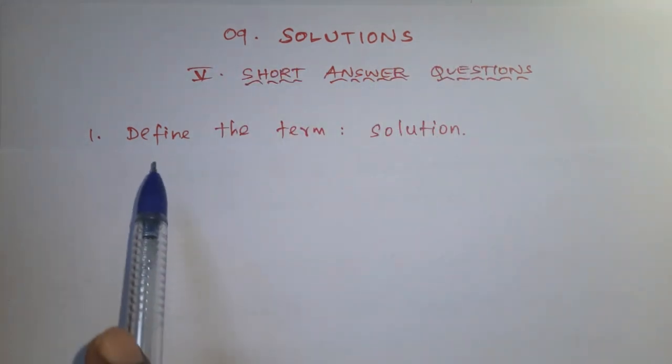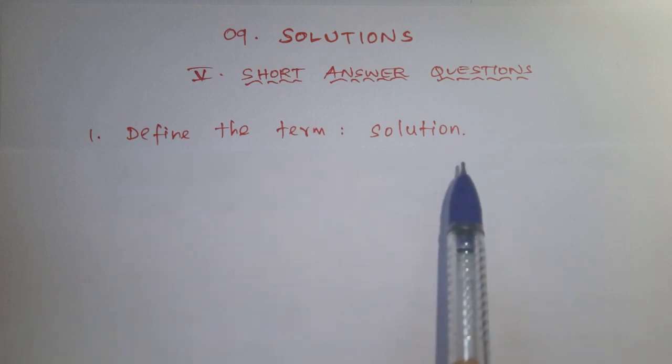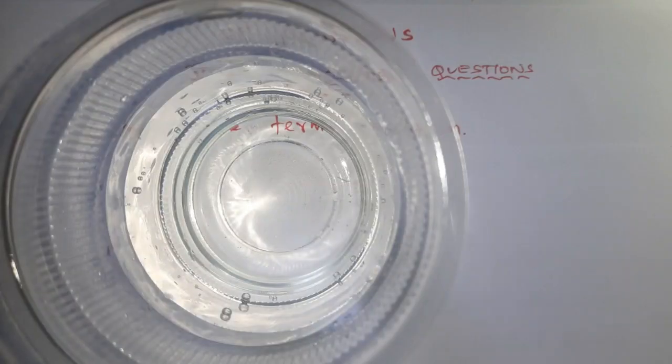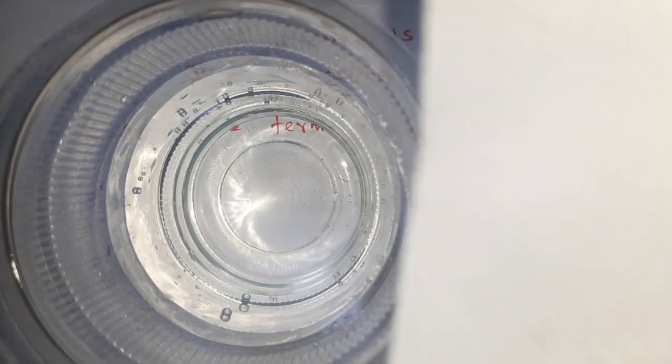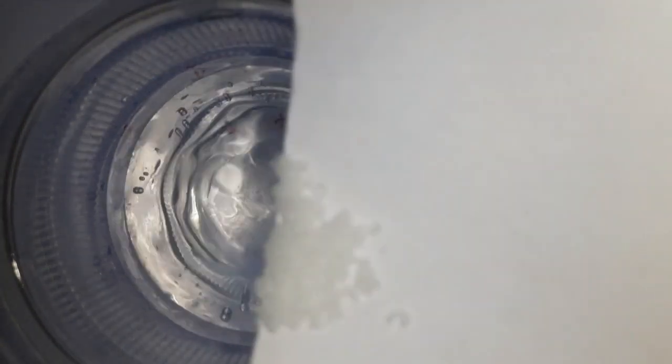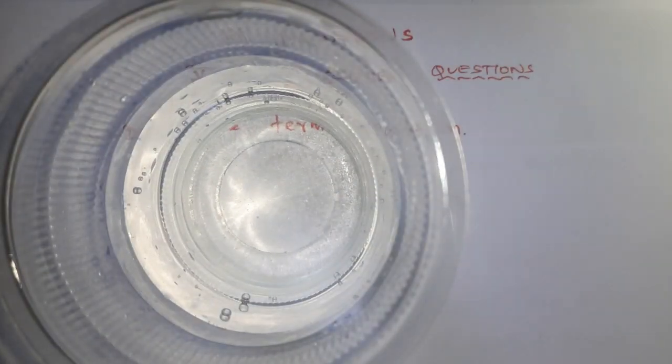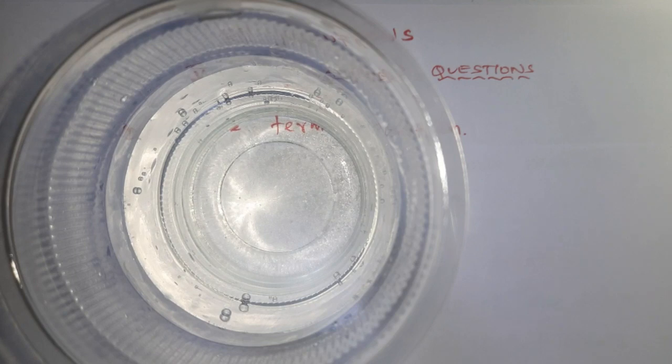First question, define the term solution. This is water. This water acts as a solvent. Now I am going to add the solute, that is salt. So this is solute and solvent. This combination together is nothing but a solution. We used only two substances, one is water, another one is the salt.